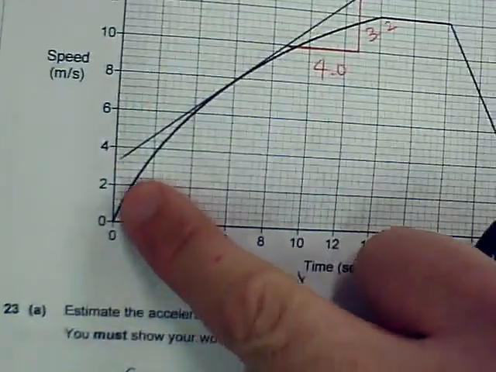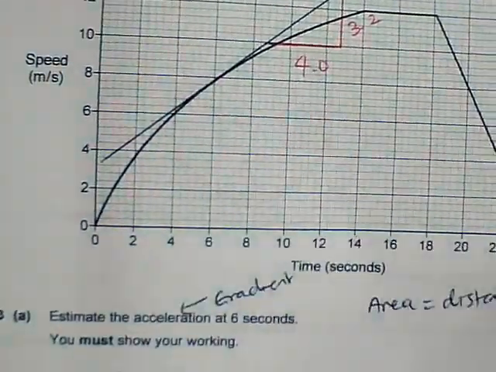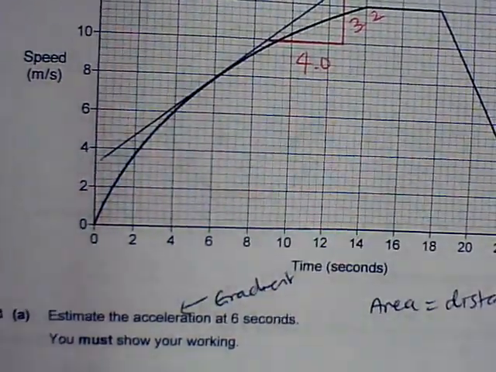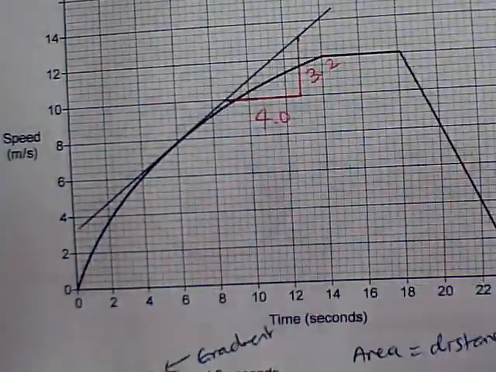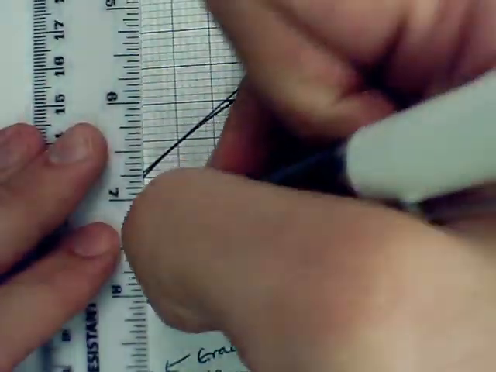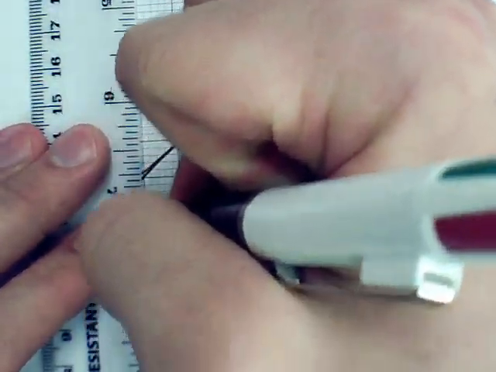Because we've got this whole curve, we're going to estimate the distance using a ruler and by splitting this up into parts. So I'm going to get my ruler out and split this up. I'm going to draw a triangle here, look.